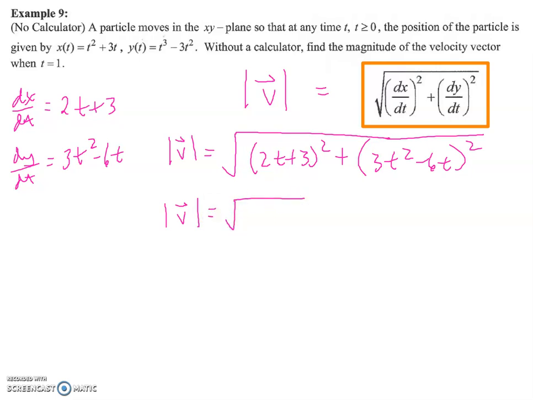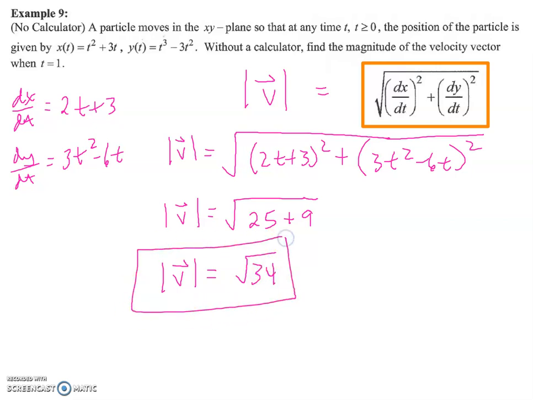So if I plug 1 into the first parentheses, 2 times 1 plus 3, 5 squared is 25, plus 3 times 1 squared minus 6 times 1. So I've got a negative 3 squared is a positive 9. So the magnitude is just going to be the square root of 34. So that is the magnitude of the velocity vector.